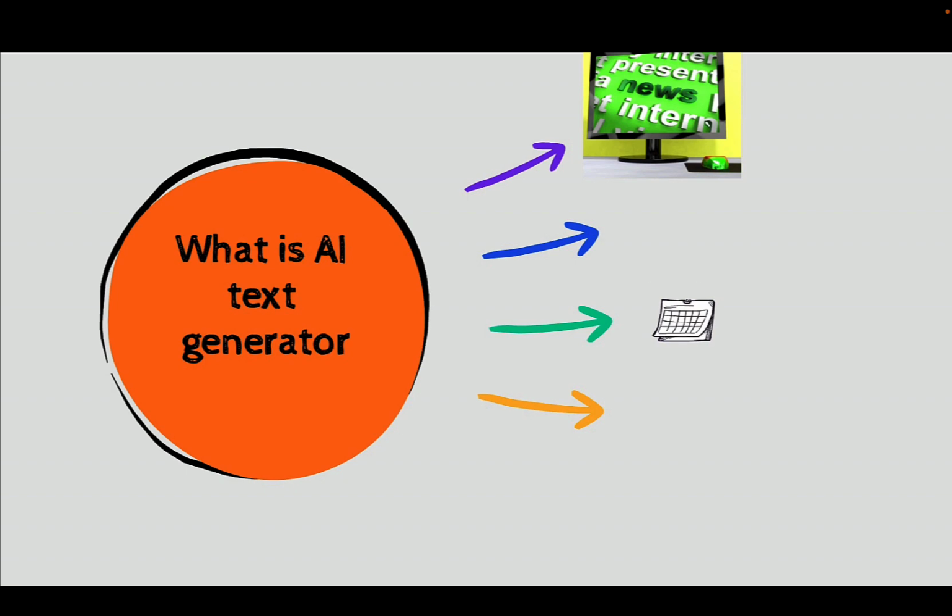It can be used to create a range of different types of content like articles, blog posts, product descriptions, and even an entire book. While the world has been talking about ChatGPT a lot, there are some other amazing text generators that are completely free and have greater quality in terms of the content they produce. In this video, I'll be discussing three AI text generators which are absolutely free.